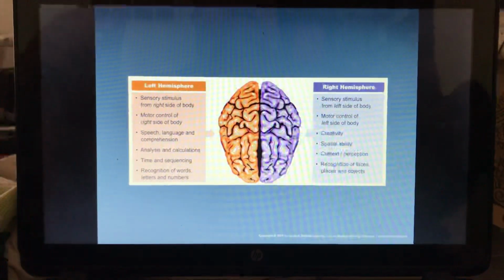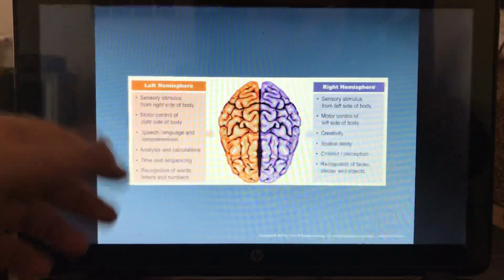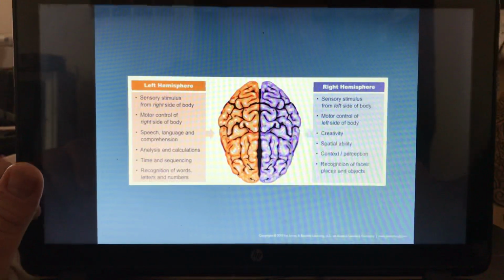That's how you know if we get into a stroke here and they have left-sided paralysis, the left side's weak, they're having more than likely on the right side of their brain some sort of stroke or an issue.